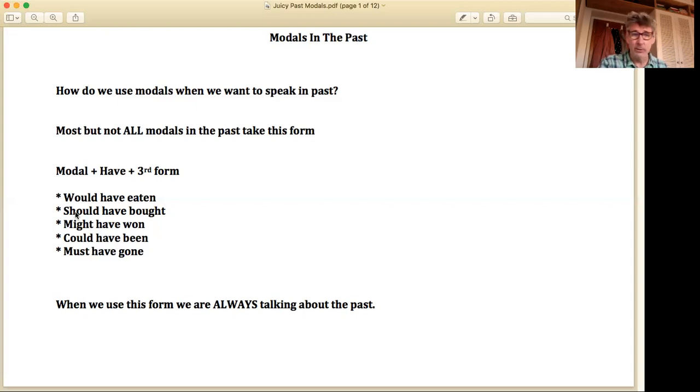And so it doesn't matter. We can have would have, should have bought, might have won, could have been, must have gone. Notice there is a have for all of these. Then we have this third form, or this past participle form of the verb here.